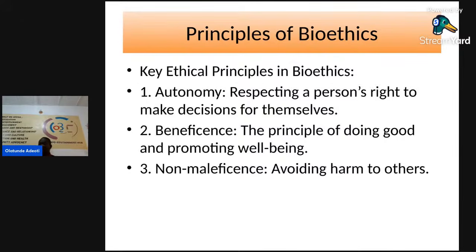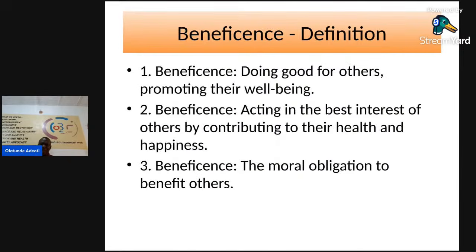You should make sure that, for example, as a medical doctor, you have the opportunity of prescribing either of two drugs. You now know that some people have reactions with certain drugs. Some people will just prescribe without even taking note of the person's history. It is unethical. It is against the principle of bioethics. So what we are saying is you should avoid harm to others.